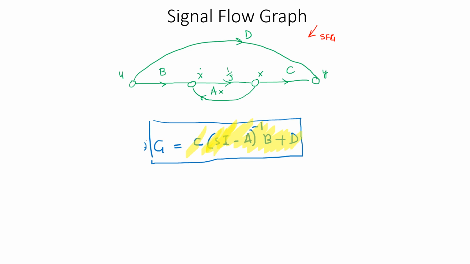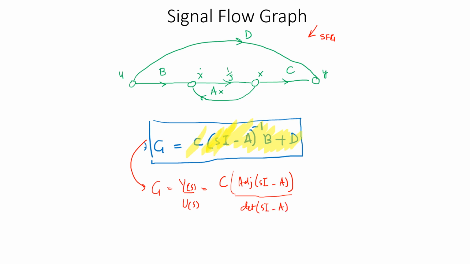Now I can rewrite this whole expression once again, that this gain is equal to the output over input. But then if I can write down this as C and then further elaborate this inverse, that would be something like you take the adjoint of sI minus A over here and divide it with the determinant of sI minus A over there. So that is going to be then multiplied with B, then you have added with that the D matrix or feed-forward matrix.